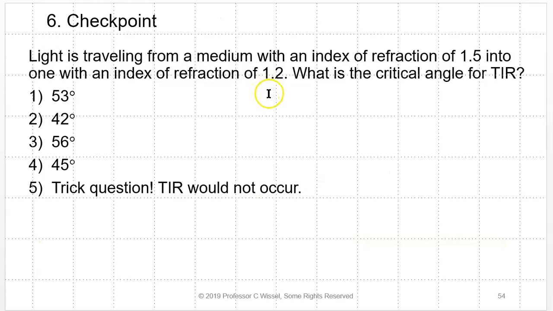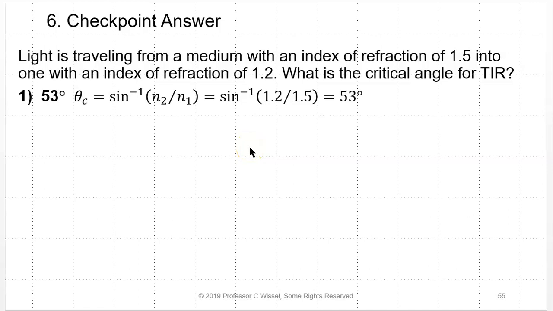Light is traveling from a medium with an index of refraction of 1.5 into one with an index of refraction of 1.2. What is the critical angle for total internal reflection (TIR)? First thing you do is check: is it going from the higher index of refraction into the lower one? Check. It is. Then you can have TIR. Then you apply the equation and do a check again.